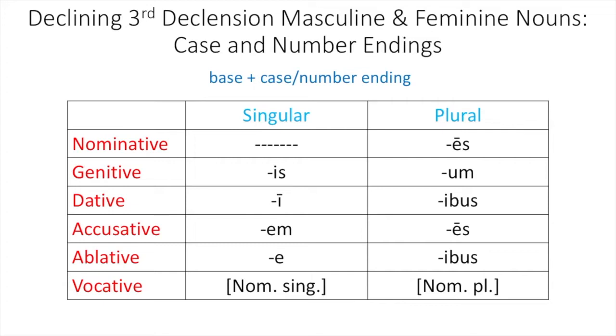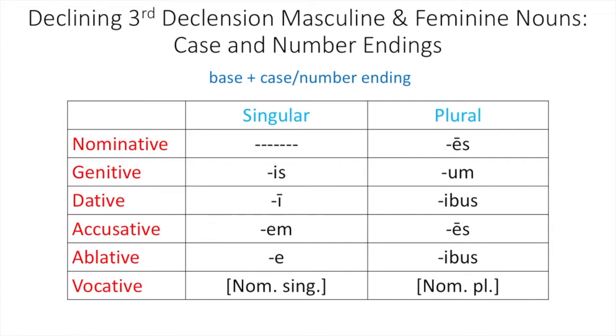The vocative is always the same as your nominative singular, and this is why we really stopped talking about the vocative case in most textbooks and discussions of third declension nouns, fourth declension nouns, and fifth declension nouns. The nominative plural is ES. The genitive plural is UM. The dative is IBUS. Accusative plural is ES. The ablative plural is IBUS, and the vocative plural is the exact same as your nominative plural.